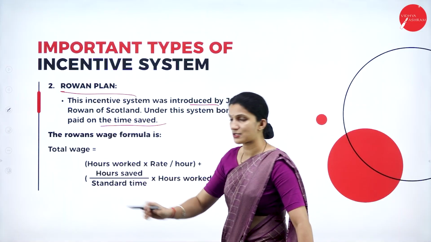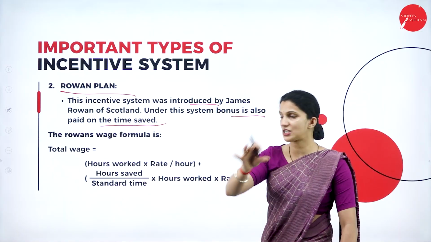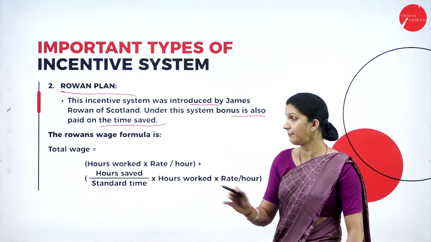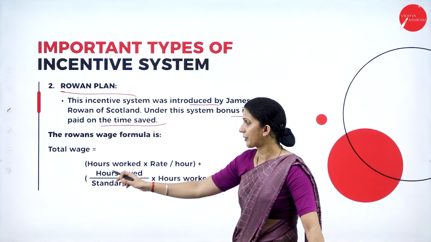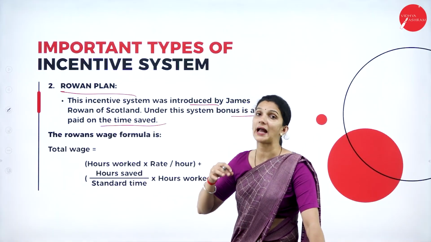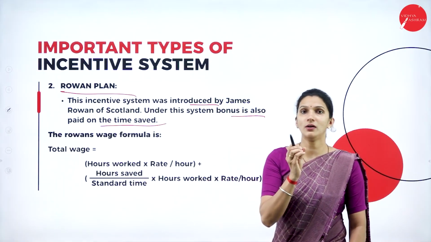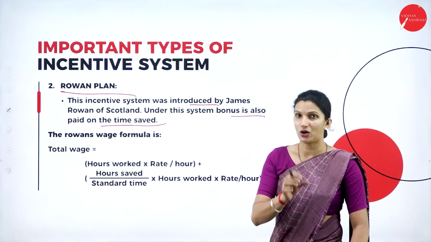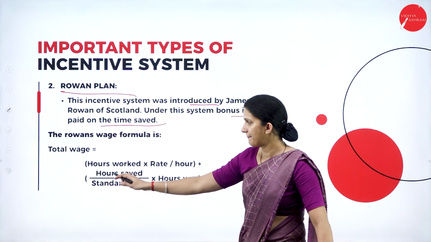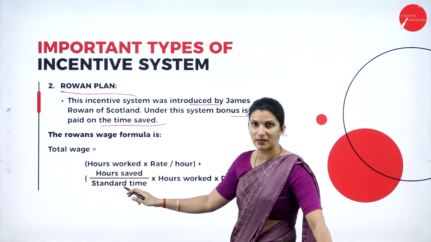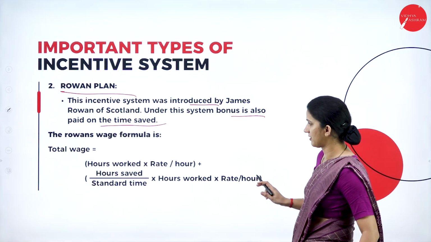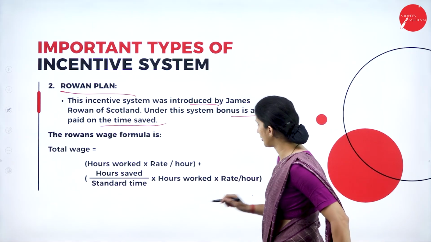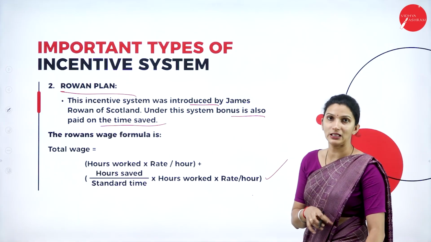So how to calculate the wages here? Total wages is equal to, first section, hours worked into rate per hour, that is the same, plus your bonus, which is paid based on the proportion of hours saved on the standard time. So the bonus is calculated by hours saved divided by standard time into hours worked into rate per hour. So this is the formula used to calculate the total wages.